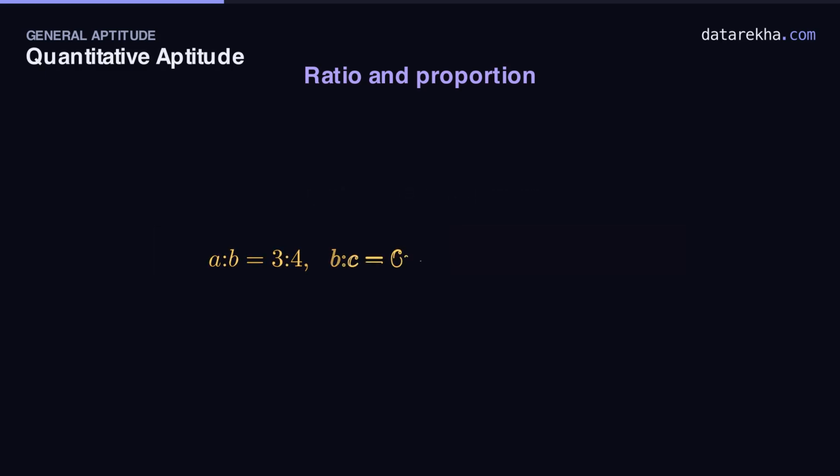Two more moves. Chaining. If A to B is 3 to 4 and B to C is 6 to 5, make the shared B agree at 12. The chain reads 9 to 12 to 10. And proportion. 4 is to 6 as 6 is to x. Cross multiply. 4x is 36, so x is 9.